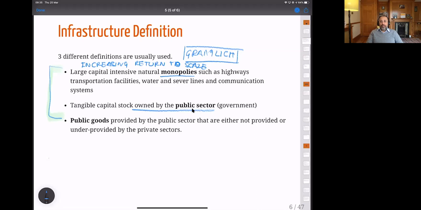So if a less than benevolent dictator in a country decides to own a particular company, that becomes infrastructure, and that doesn't make any sense. So it's not a conceptual definition.